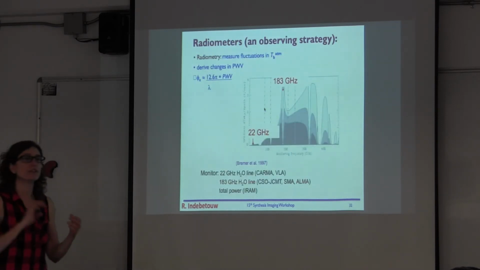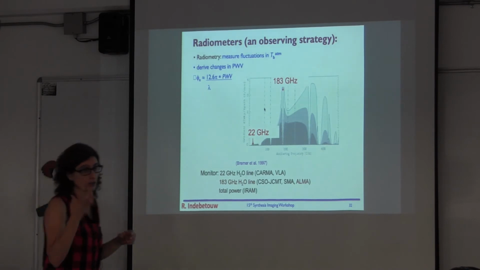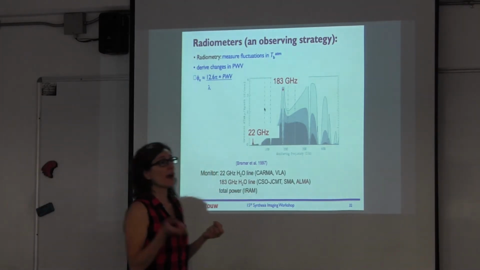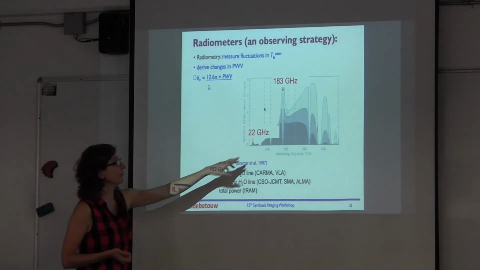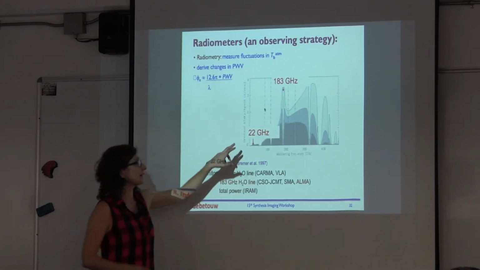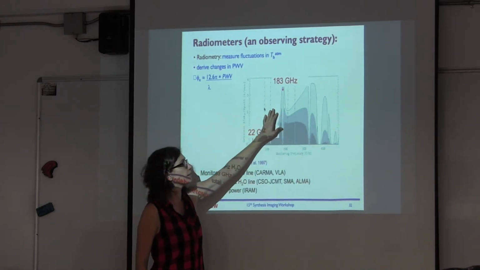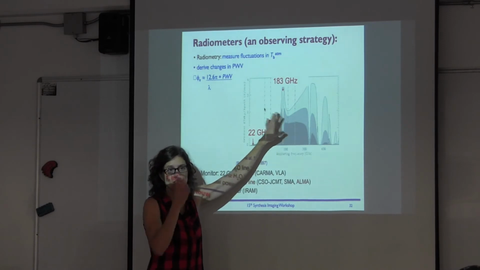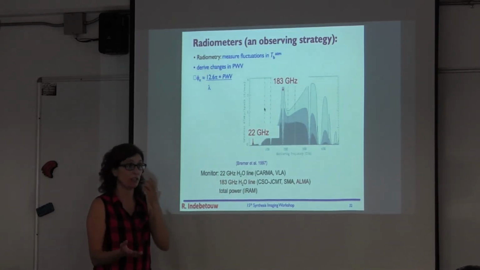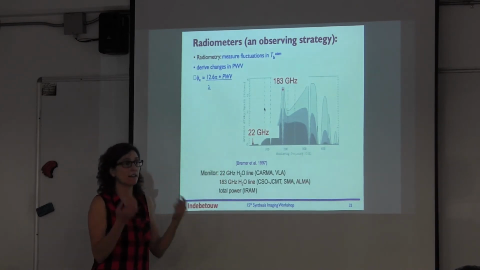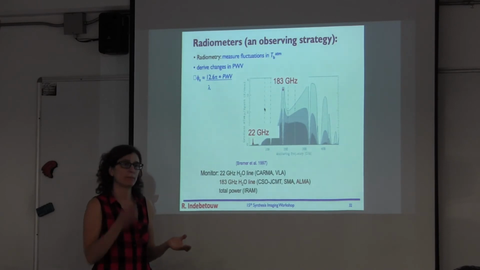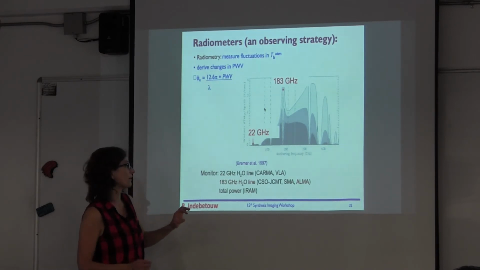So what they do is they have put water vapor radiometers at every antenna, and then they observe a very strong water line that we have at 183 gigahertz, and they look for the fluctuations of this line. This is a very strong line. So if we see changes in the response to that line, then we can estimate how much water vapor was there. Okay? So that's how they do that.